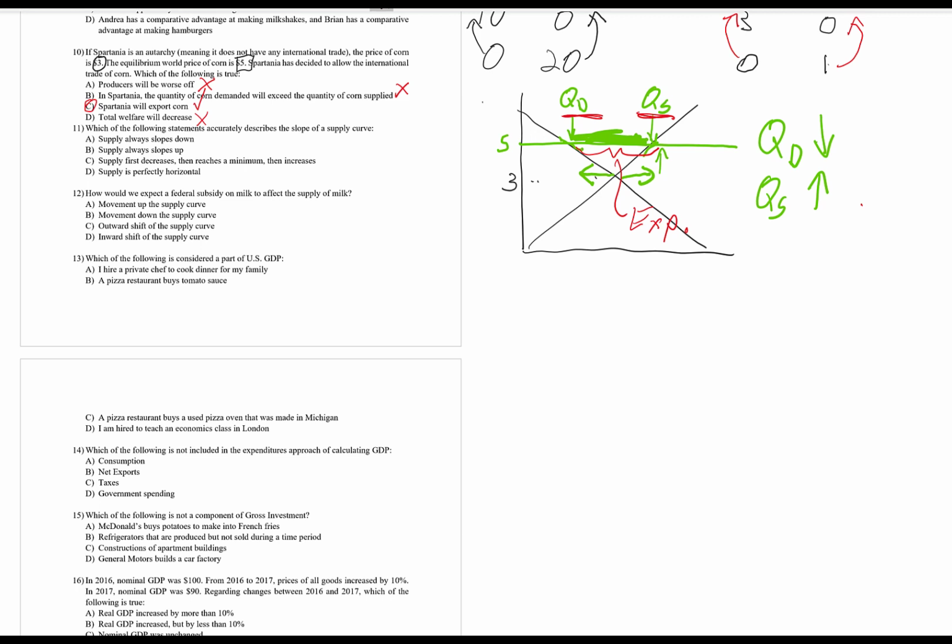So the slope of a supply curve, straightforward, supply slopes up. Why is that? Because when the price increases, quantity increases. So when price goes up, producers will produce and sell more.